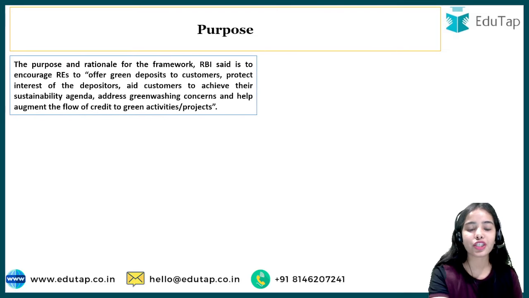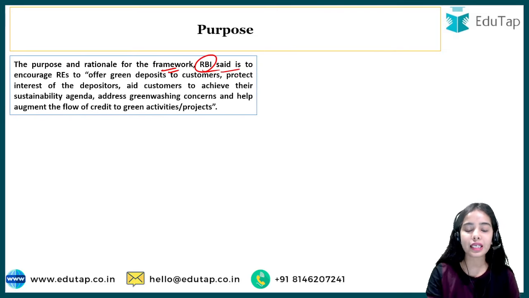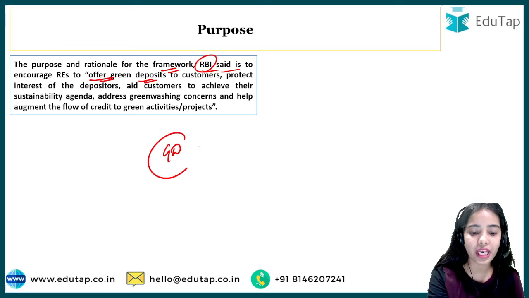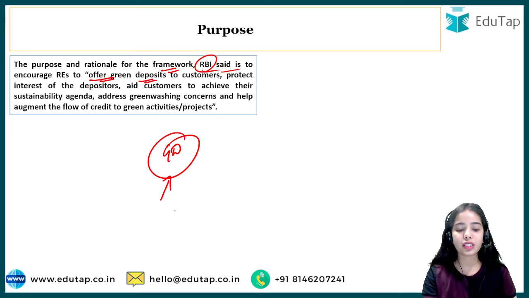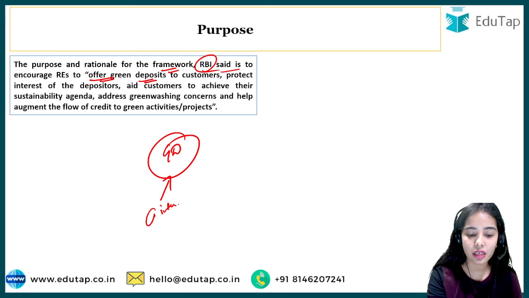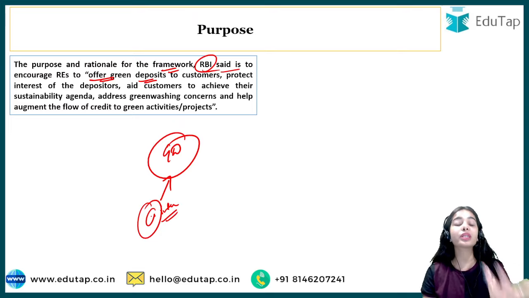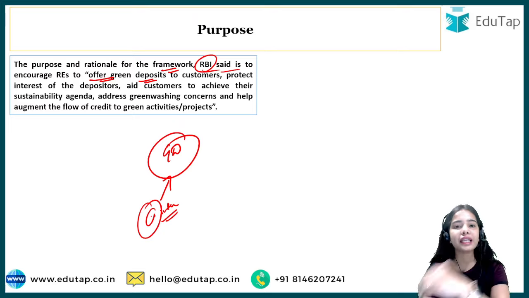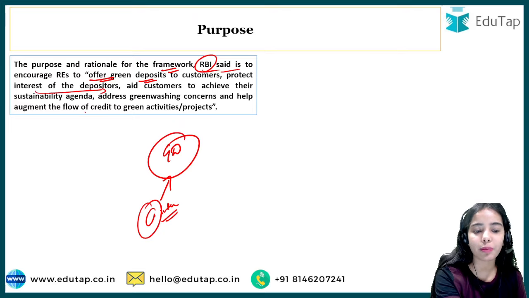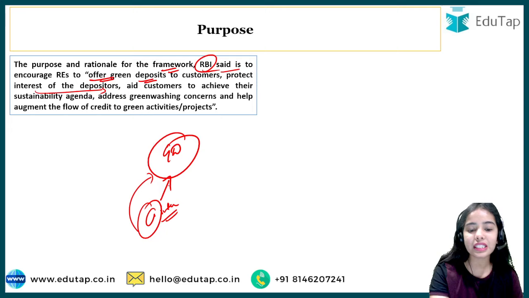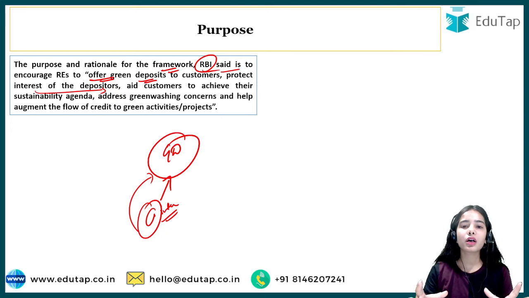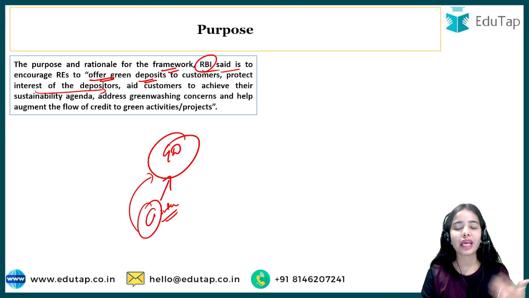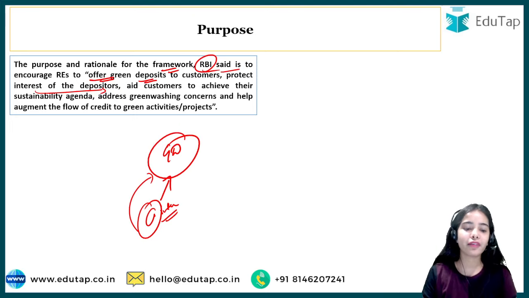So the purpose and rationale for the framework, RBI said, is to encourage the regulated entities to offer green deposits to the customers. So the customers will be able to deposit their money in green deposits. The customers will be getting the interest, as well as being happy that we are doing something for the environment, because these deposits will directly go for green financing, for green activities and projects. Protect the interest of the depositors. Now the customers have a safe option, a safe deposit, we can say, which is directly helping the environment.